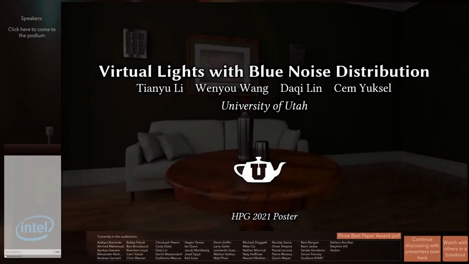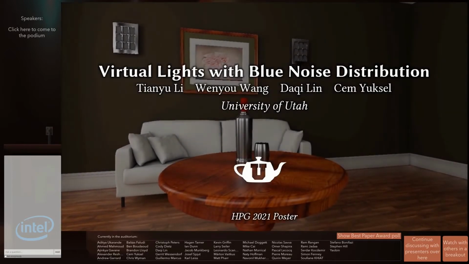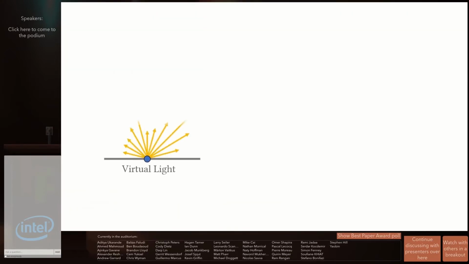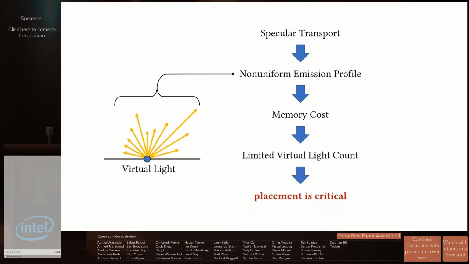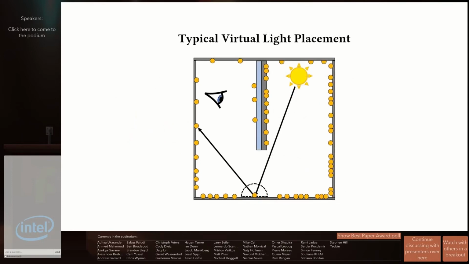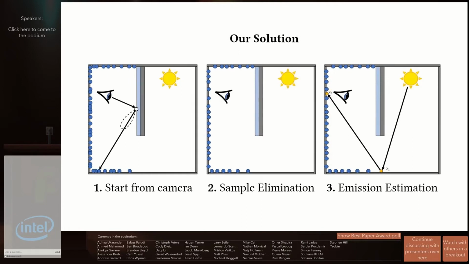We present a virtualized light generation strategy for global illumination estimation. Each one of our virtual lights stores a non-uniform emission profile, which is needed to properly handle specular transport, so they have a considerable memory cost, and we cannot expect to have too many of them in practice. That's why strategically placing them in the scene is critical. Unlike typical virtual light placement approaches that begin with the light sources, we begin with a camera and place lights after the first bounce. This ensures that we don't waste storage with unused virtual lights.